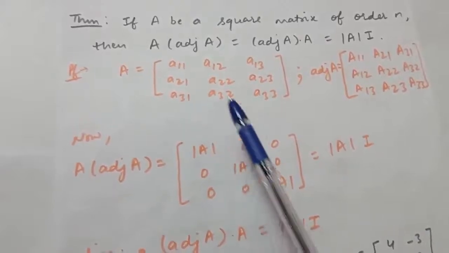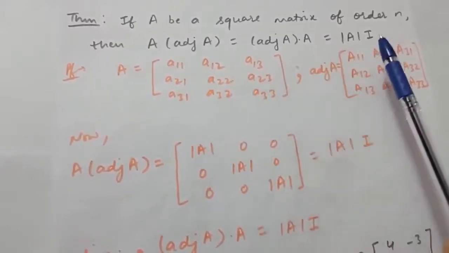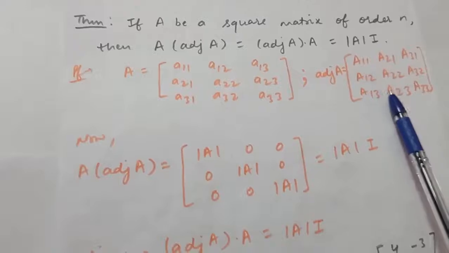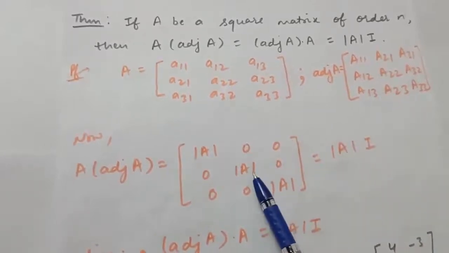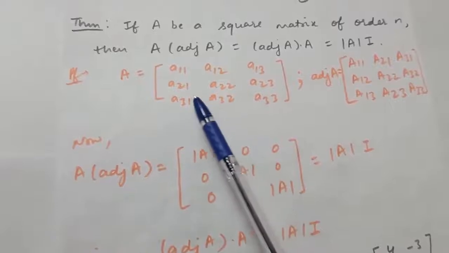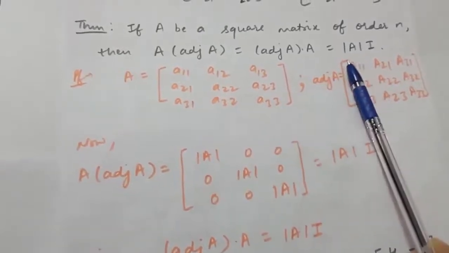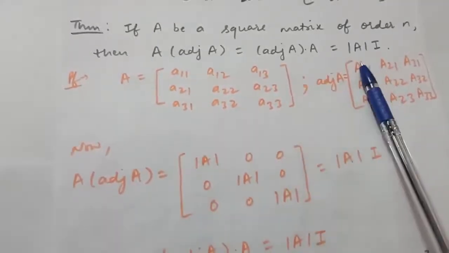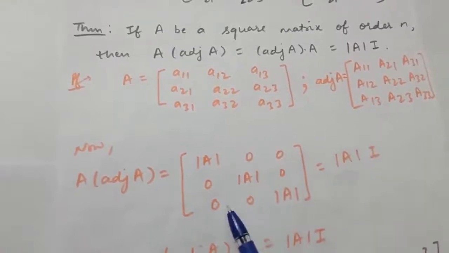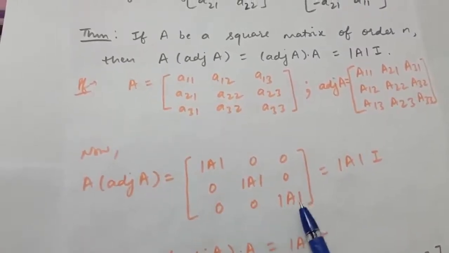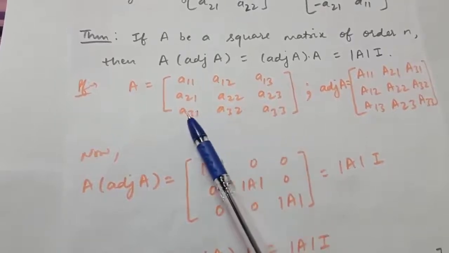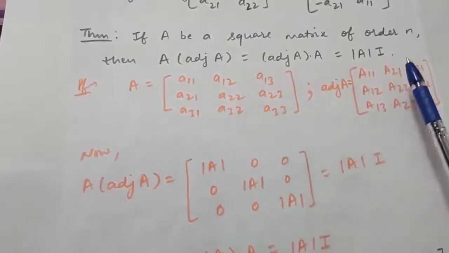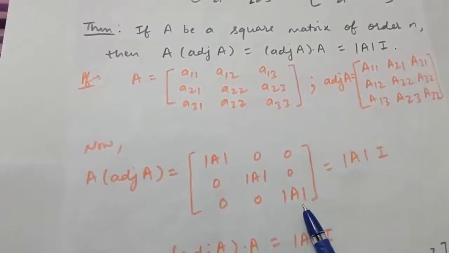Now for this element, you will multiply this row with the second column. So it is the sum of the products of these elements with their corresponding cofactors. So this will be determinant of A and this will be 0. Similarly, when you multiply this third row with the first column, it is the sum of the products of the elements with the cofactors of some other row. Therefore, it will be 0. Similarly, this will be 0 and this is determinant of A, because for this element you are multiplying the elements of the third row with their corresponding cofactors. So it will be determinant of A.